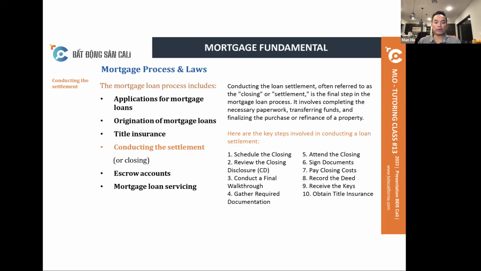Number 4, gather required documentation for the final closing. Attend the closing, right? Usually, in a different state, you may attend the closing, but in California, we really don't do that. You sign the documents a couple of days before, the documents are sent back, you stay home on the day of closing, and then the realtor picks up the key and gives it to you, and you go and open it. It's your house. Sign documents, pay closing costs, record the deed, receive the keys, obtain the title insurance.